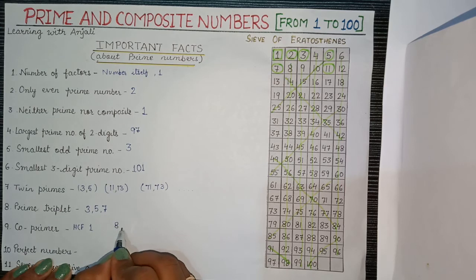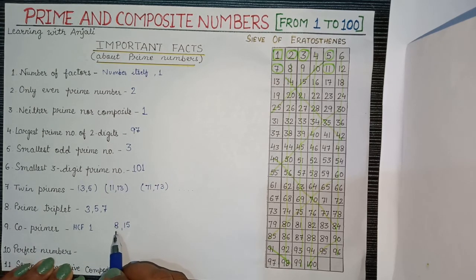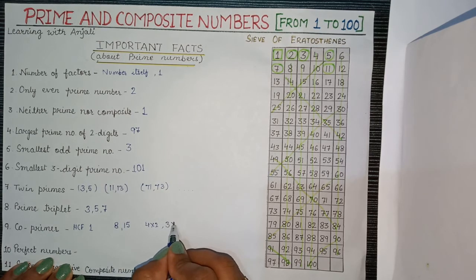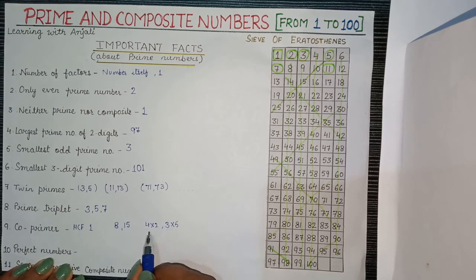For example, we take 8 and 15. Okay, we have taken the 2 numbers 8 and 15. 8 means 4 into 2, while 15 means 3 into 5. So they both don't have any common factor. So these are called co-primes. They may be prime numbers or composite numbers.